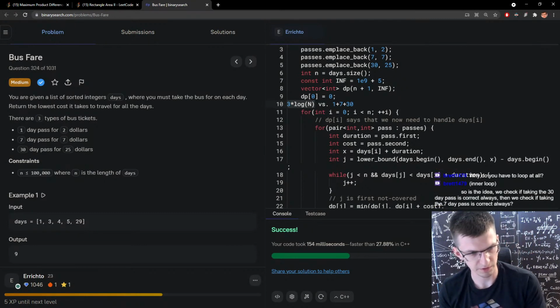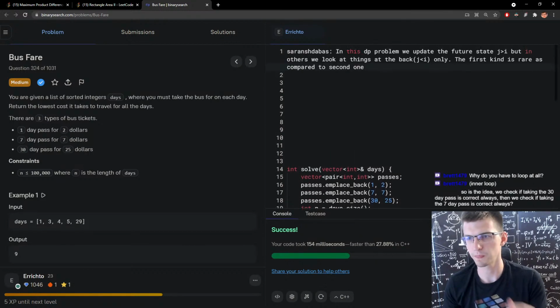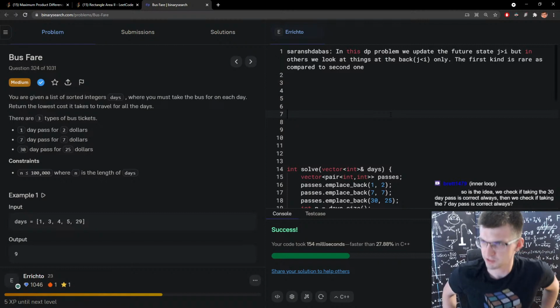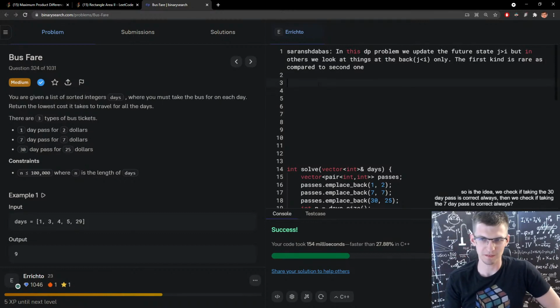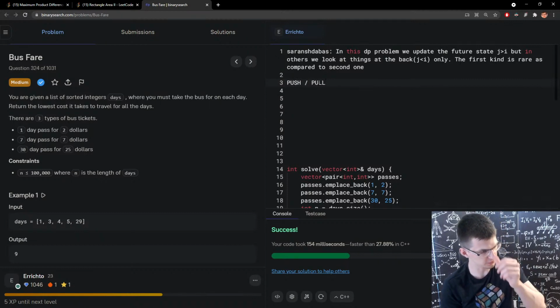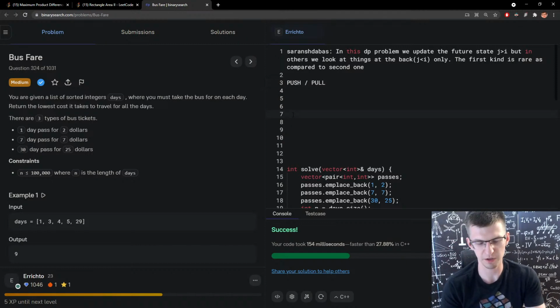In this, I think I need to answer this comment. We update the future state, and in other kinds of DP we look back. I usually call that push DP versus pull DP, and I'm not sure, maybe I referred to those names in my DP lecture on YouTube. I more often use this push approach, where looking at state dp of i, I think this is already computed, and I try to think what are possible transitions from this state.